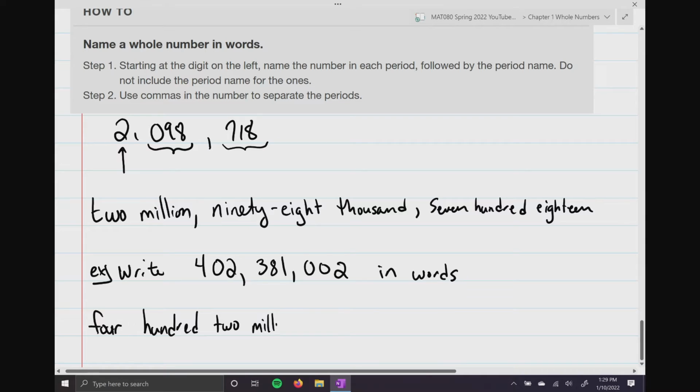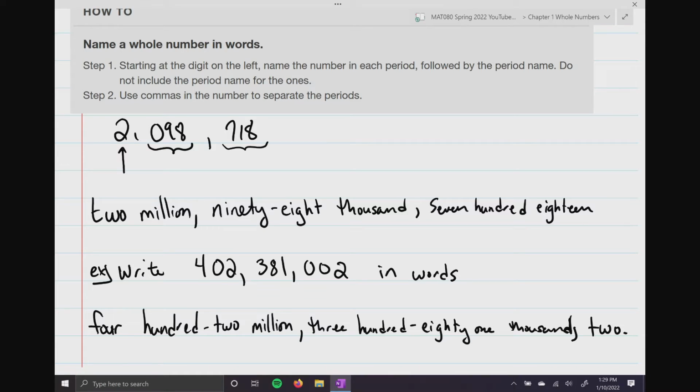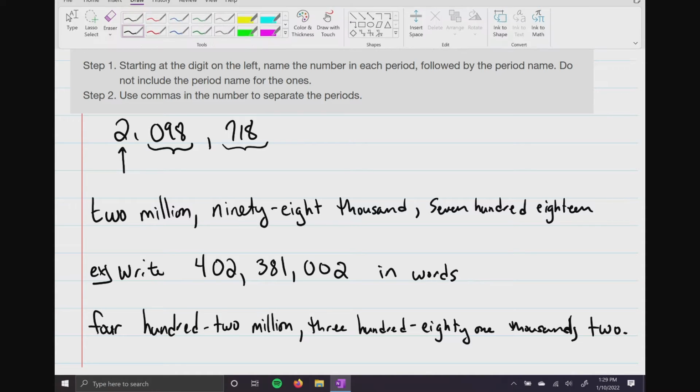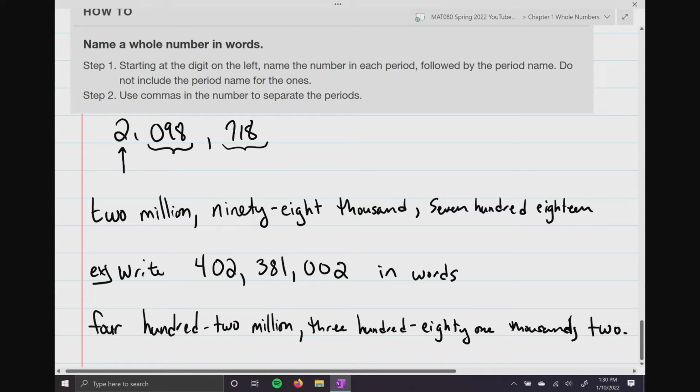Million. Then we have the thousands, so let's go ahead and name that number. It's going to be 402 million, 381,002.